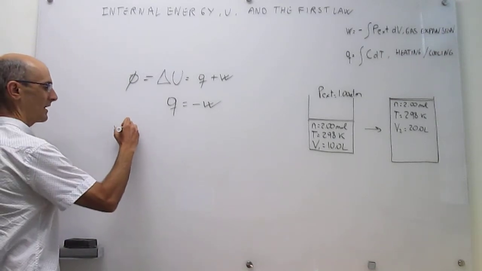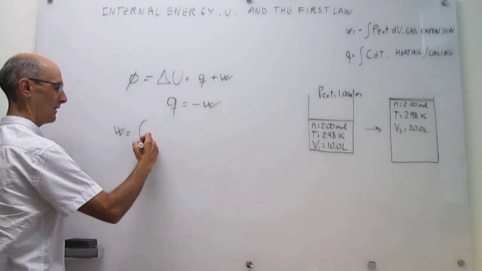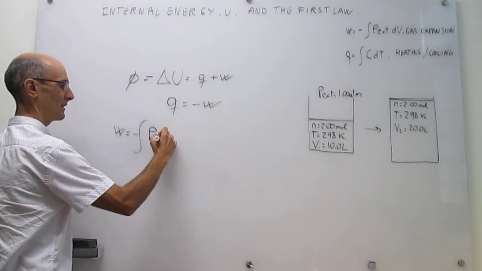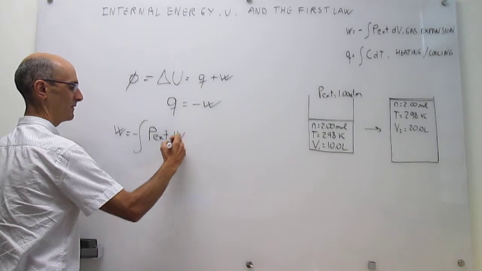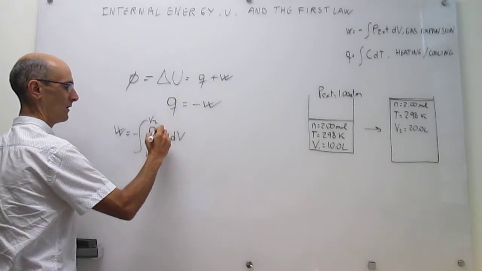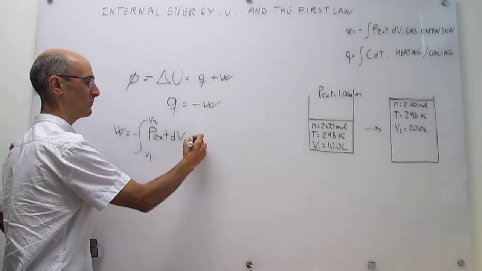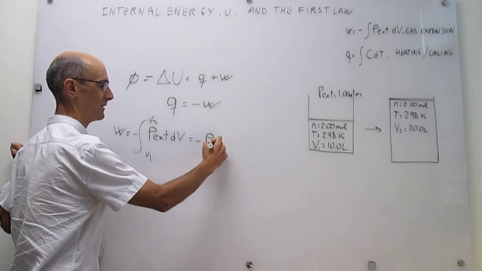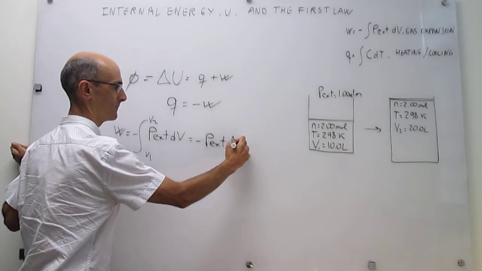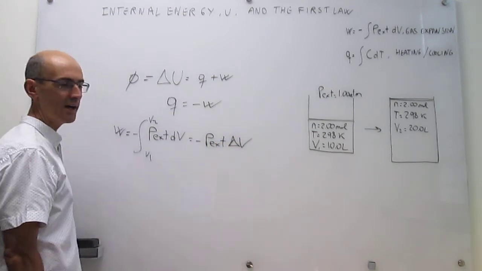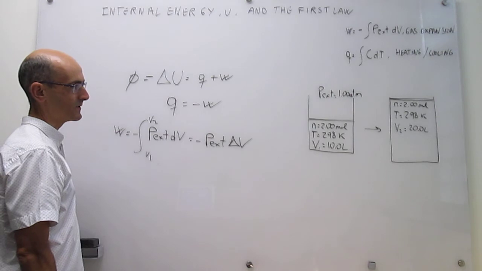Again, work is the gas expansion, so it will be the minus integral of P external dV from V1 to V2. But of course the external pressure is constant, 1 atmosphere, and what that means is that this whole expression is simply P external delta V. Okay, that's how we calculate work in this particular gas expansion.